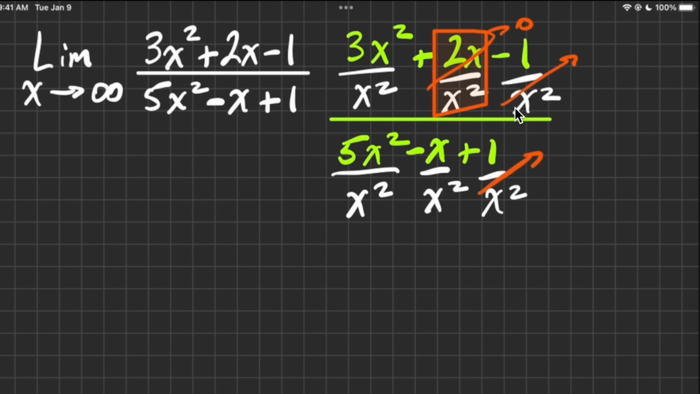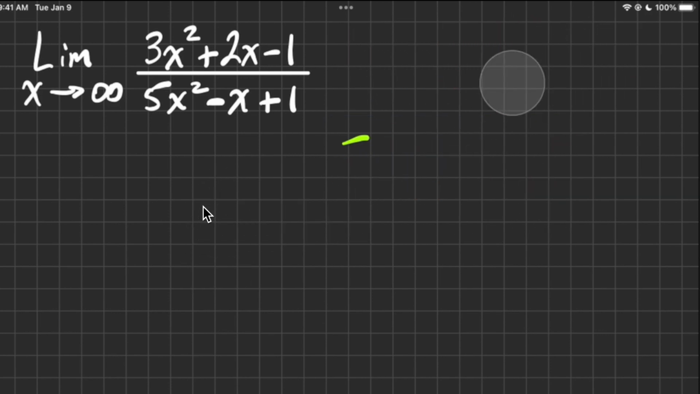So all these bottom-heavy terms will go to 0, and we're left with what we have here on the left side of the numerator and the denominator. Here, the x squareds cancel out, and we get 3/5, which is what we predicted initially with our horizontal asymptote analysis. Okay, finally, let's get to why you came to this video.